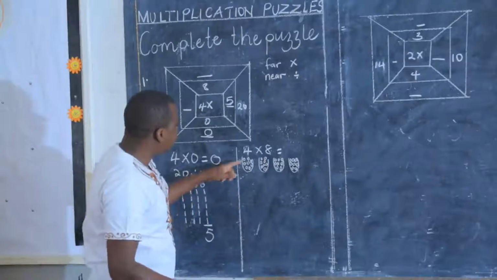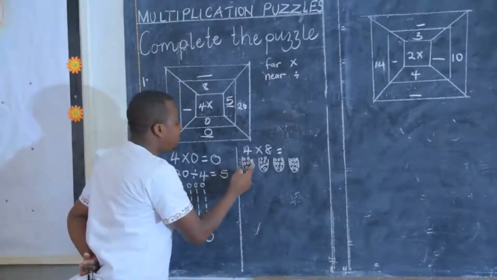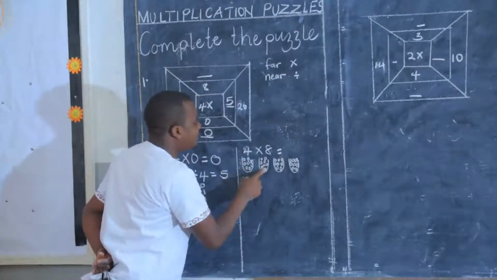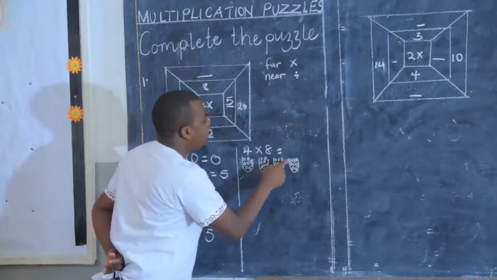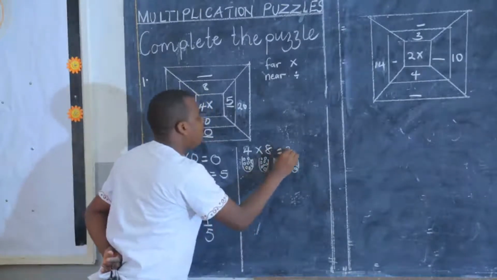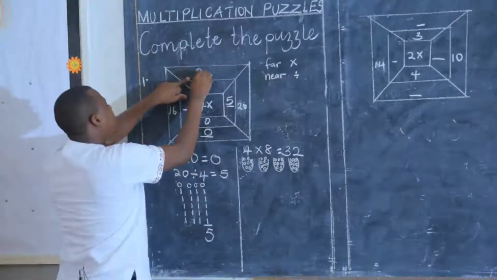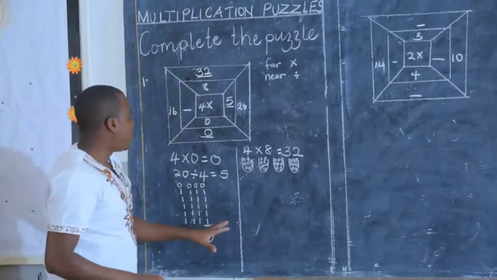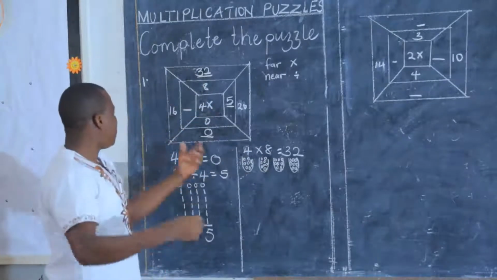So what do we have? Can we count together, children? 1, 2, 3, 4, 5, 6, 7, 8, 9, 10, 11, 12, 13, 14, 15, 16, 17, 18, 19, 20, 21, 22, 23, 24, 25, 26, 27, 28, 29, 30, 31, 32. So the answer here is 32. So you come and complete your puzzle very well. So 4 times 8 is 32. Now you have got the last one.